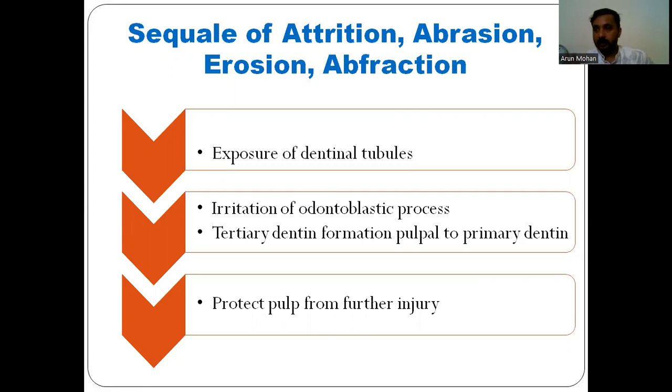Abfraction is a comparatively recently defined type of regressive alteration. As I said, many of them might have been reported as cervical abrasion. These conditions, attrition, abrasion, erosion, or abfraction, usually will have the same sequelae.